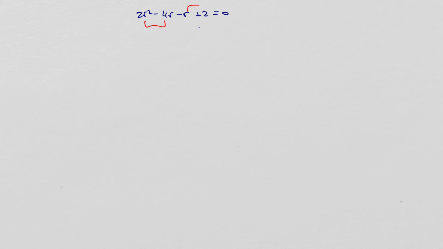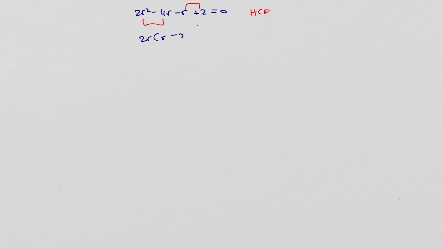Take out the first 2 and get the highest common factor. So that's 2r times r minus 2. Minus 1 is common, and r minus 2 equals 0. So we have r minus 2 times 2r minus 1 equals 0.